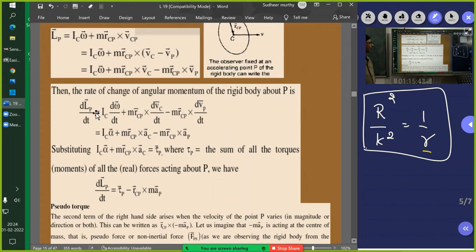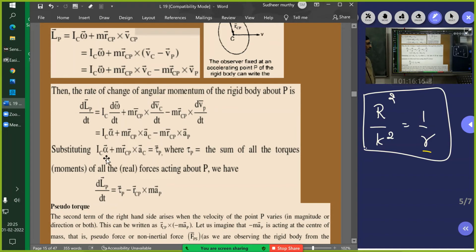Then what we do? We take the differentiation of this, the rate of change of angular momentum about P. dLP by dt equals IC d omega by dt plus RCP cross m dVC by dt minus RCP cross m dVP by dt. Standard. We have just differentiated this equation. The outcome is IC into alpha, standard, plus m RCP cross AC, since dVC by dt is AC, minus m RCP cross AP.